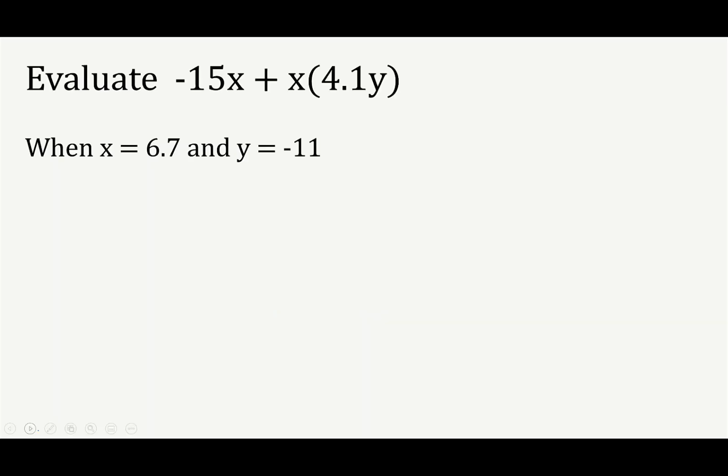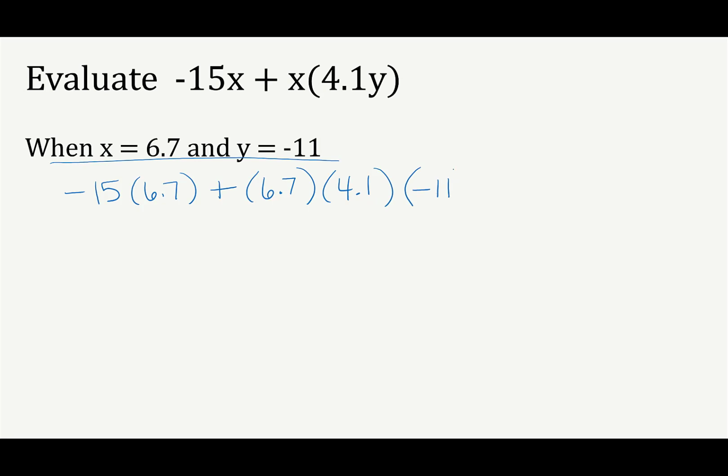Next, evaluate negative 15x plus x times 4.1y. And then here we see that x will be 6.7 and y is negative 11. So we'll do the same thing as the previous problems. Negative 15 times 6.7 plus, I'm going to go ahead and put that x in its own parentheses. 6.7 is x. I'm going to do the same with the 4.1. I'll put it in its own parentheses, and then I'll put the negative 11, which is y, in a set of parentheses.